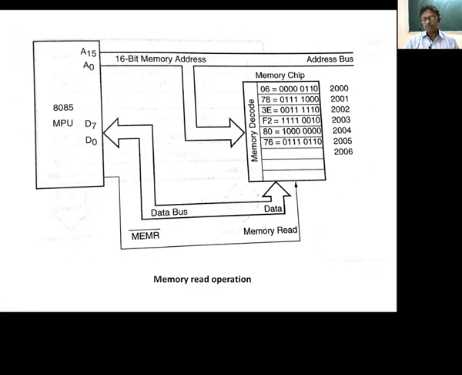Similarly we have input output read and input output write. In case of input output read, first the microprocessor will send the address of the port where the input device is connected. Then instead of the memory read signal, it will send the input output read signal, and once these two signals have been received by the input device, whatever information is available on the input device will be loaded on the data bus, and through the data bus the data will come to the processor.